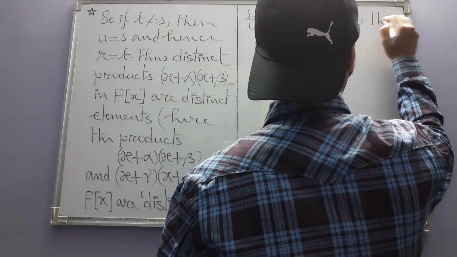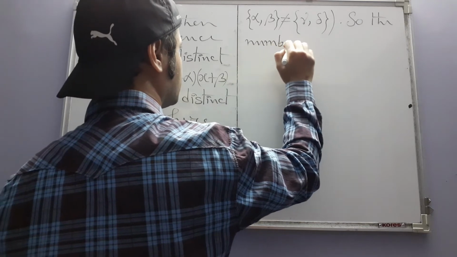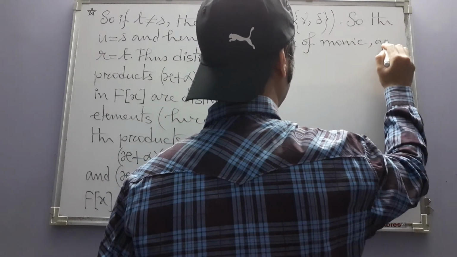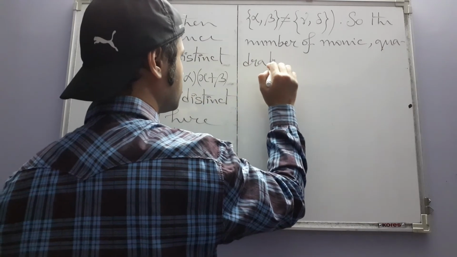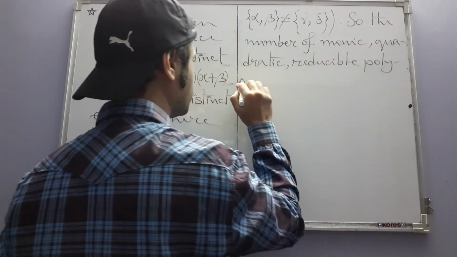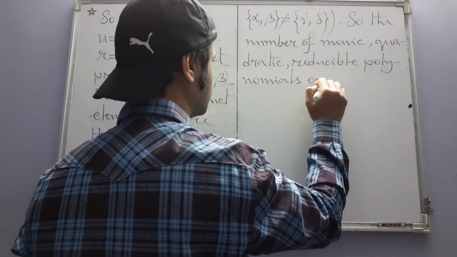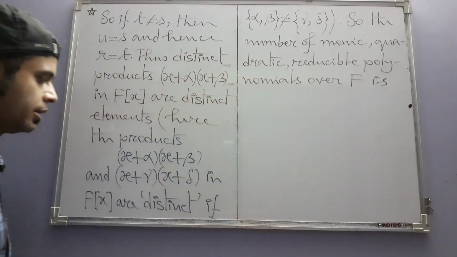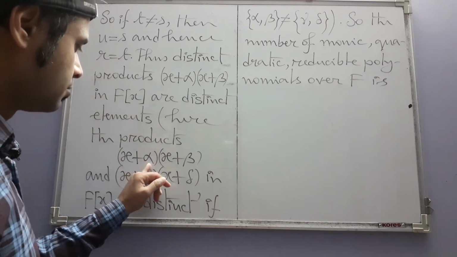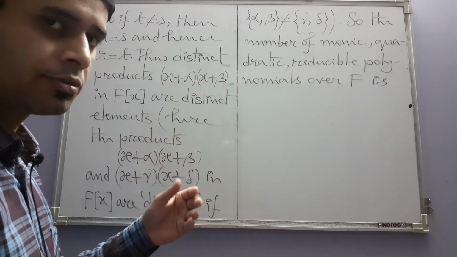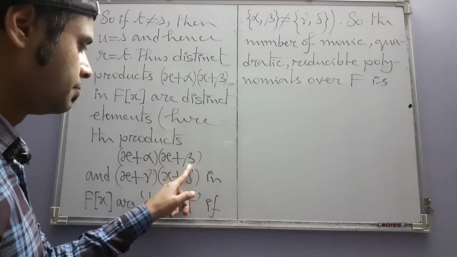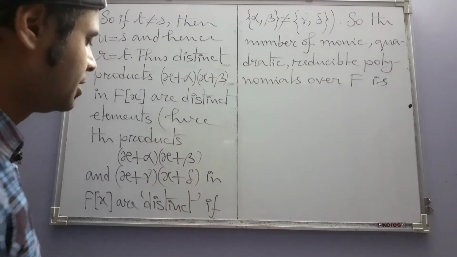So the number of monic quadratic reducible polynomials over F is, okay, now actually how many ways are there for us to choose alpha, because alpha is after all coming from F and F has p elements, so there are p choices for alpha, but there are p choices for beta also, but we have to be a little careful.